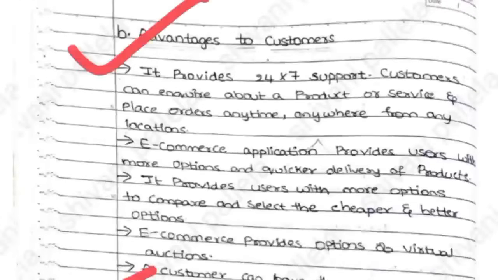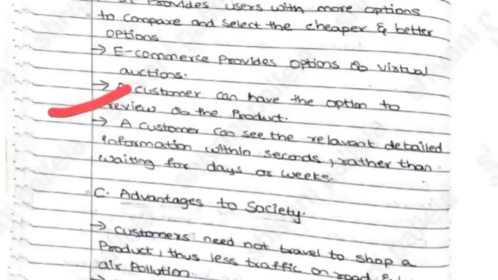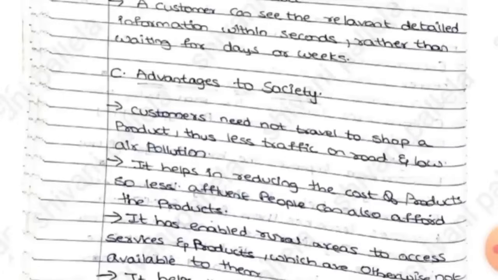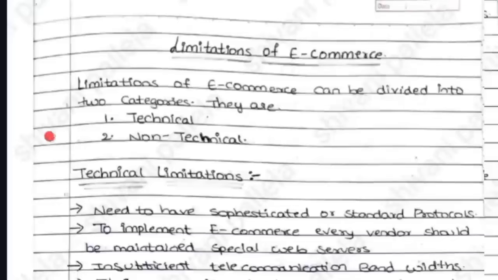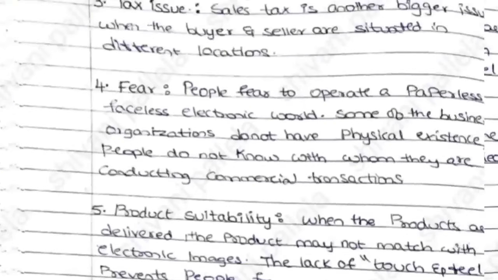A customer has the option to review a product. We have plenty of options in online shopping, no? And the last one is advantages to society. By paying taxes, it is an advantage to society. The last one is limitations of electronic commerce. It has technical and non-technical limitations, like security and lack of privacy. Our data can be misused. So these are all disadvantages.